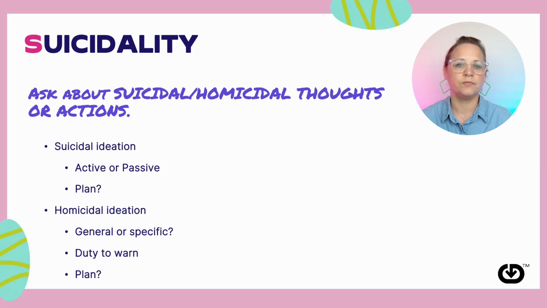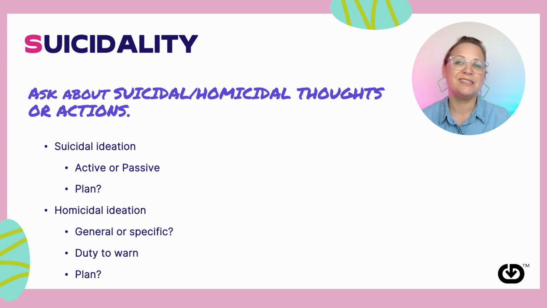Next, we're going to ask about suicidality, and this is about recognizing immediate risk of harm to the patient or others. So we're going to ask about suicidal or homicidal thoughts or actions or ideas. So for suicidal ideation, we want to determine if that's active or passive. And the way you'll know the difference is whether or not the patient has a plan.